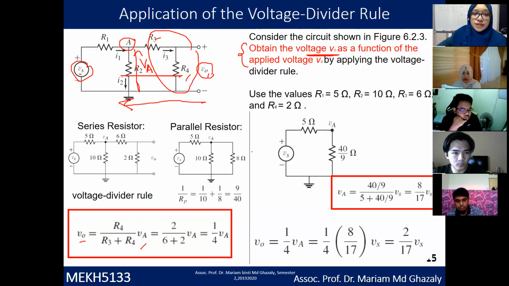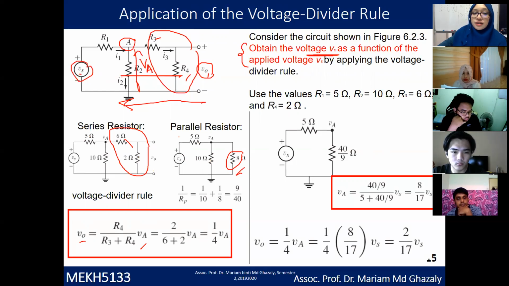The second equation is that, try to simplify this series circuit and make it into an equivalent circuit. As you have learned in the previous slide, if you have series, then you just add it up. So if you add it up, it becomes 8, 6 plus 2 is 8. So you get this simplified circuit.